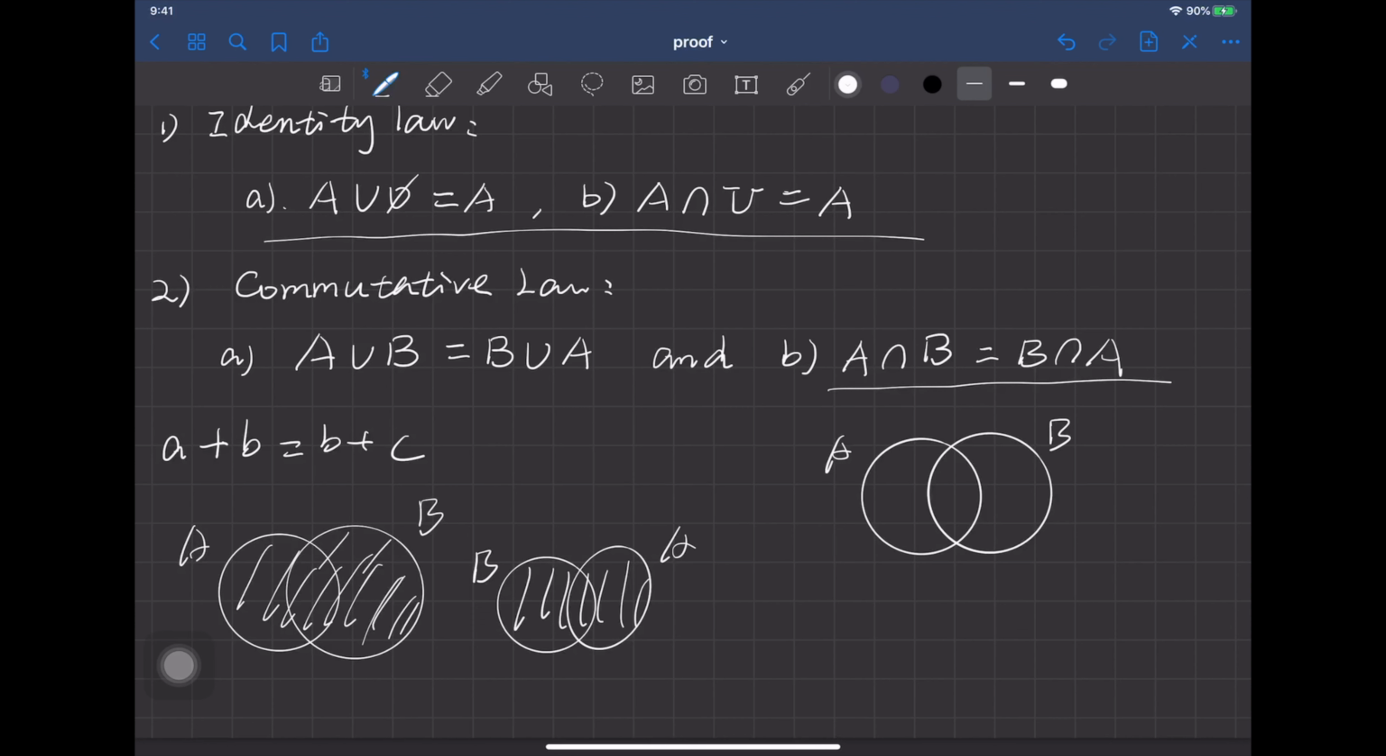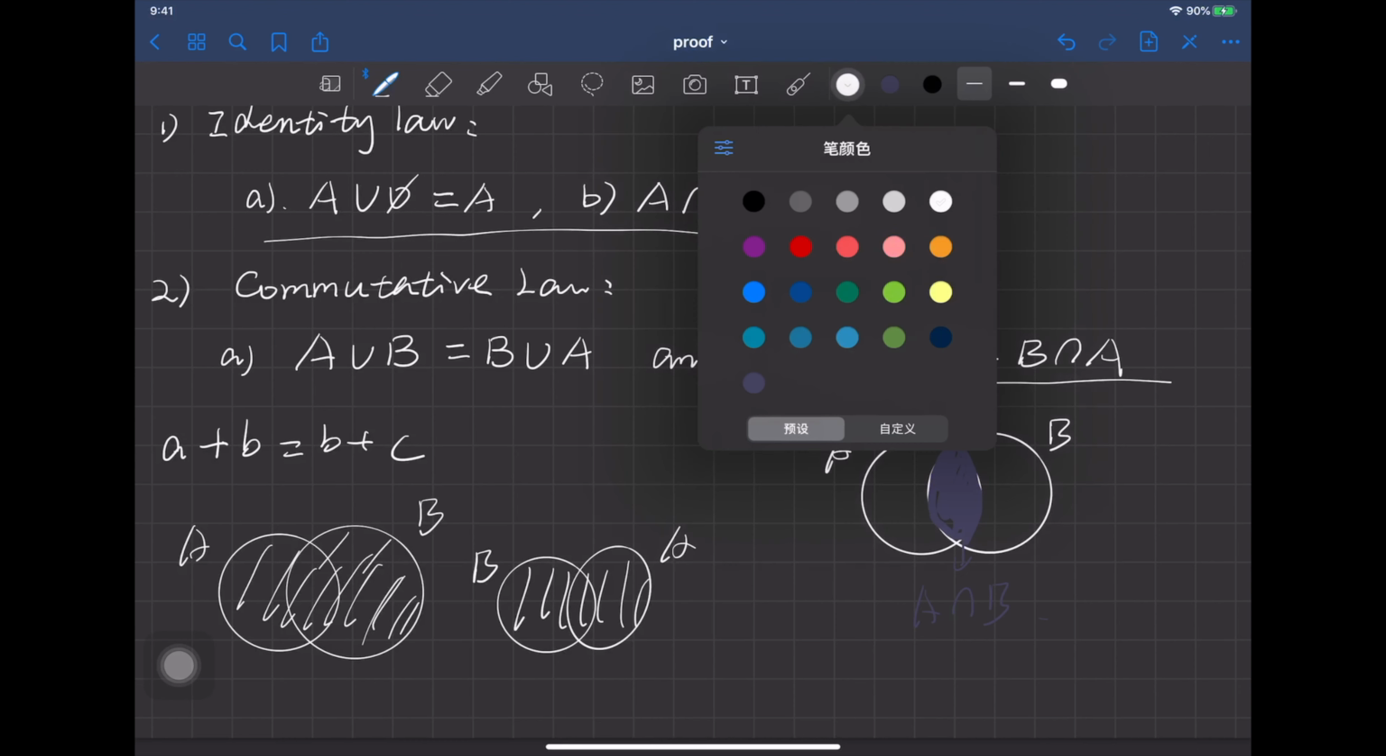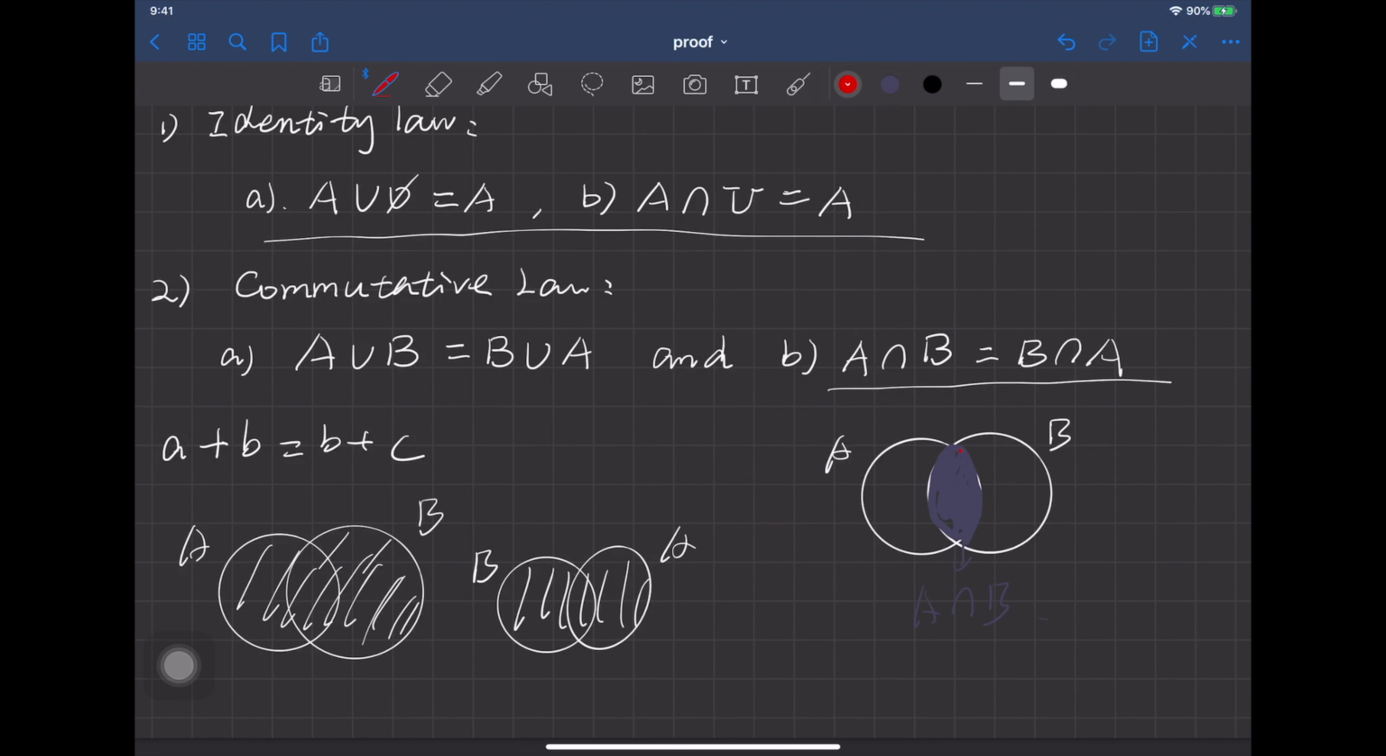And for intersection, for example, we have set A here and set B here. The intersection of A and B indicates this part, which is the overlap of A and B. Conversely, the intersection of B and A also indicates this same region here. You can write it as the intersection of B and A.